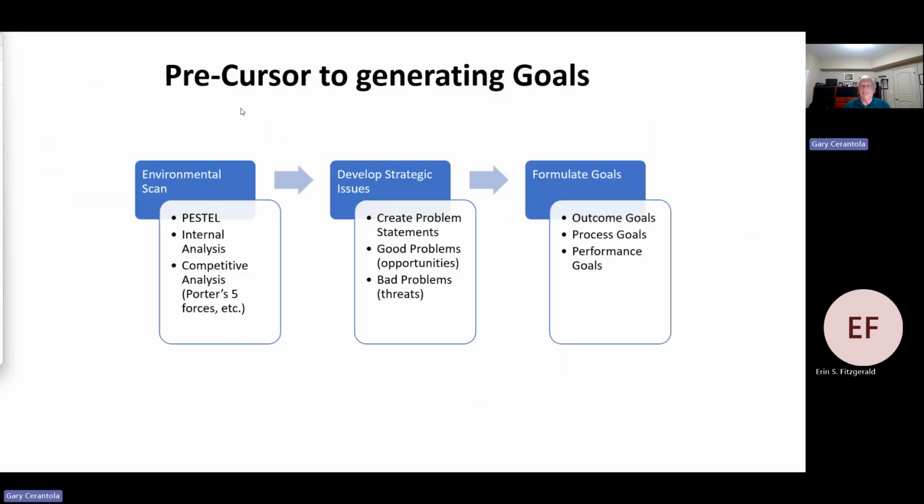So here's the precursor to generating goals. You see what's going on in the environment, and you get an idea, and when we say environmental scan, there's external environmental scan and then internal environmental scan, and then a competitive analysis. So you see where you stand, right? And then you create these problem statements, either good problems or bad problems. And then from there, you create goals to satisfy what you need to work with here in terms of opportunities or some threats.